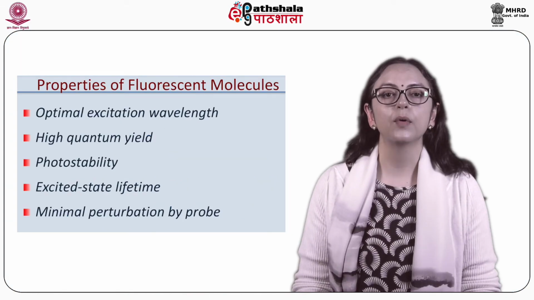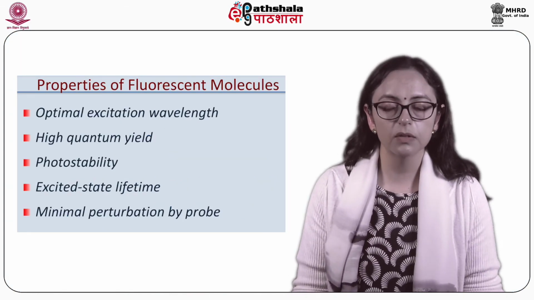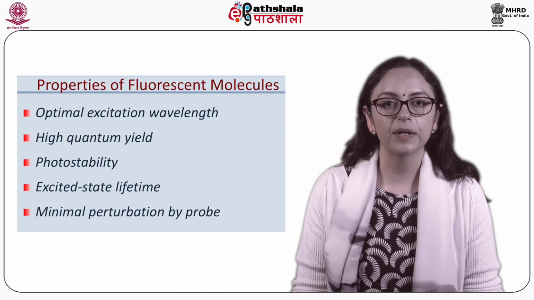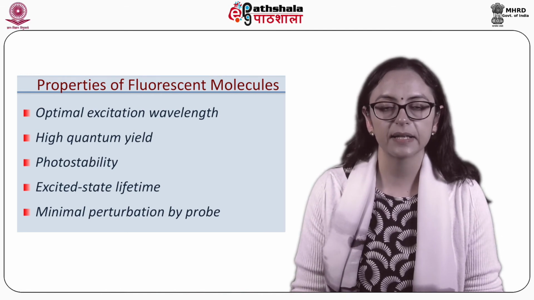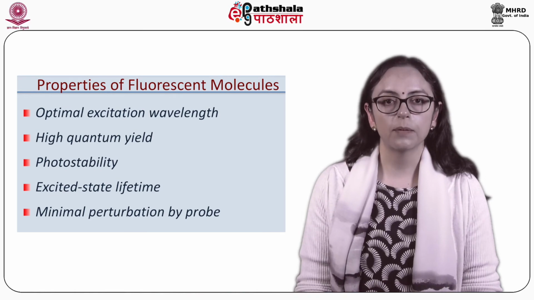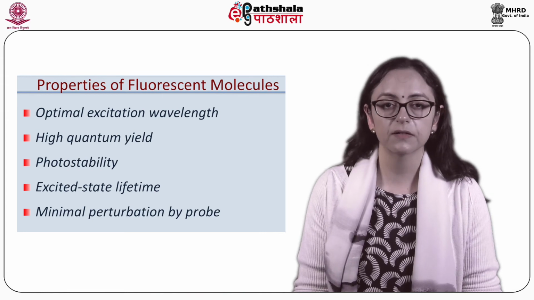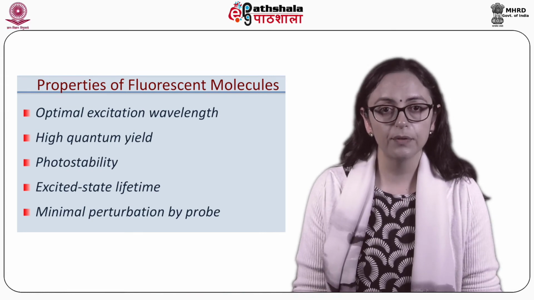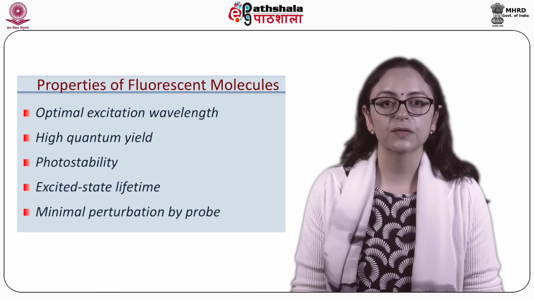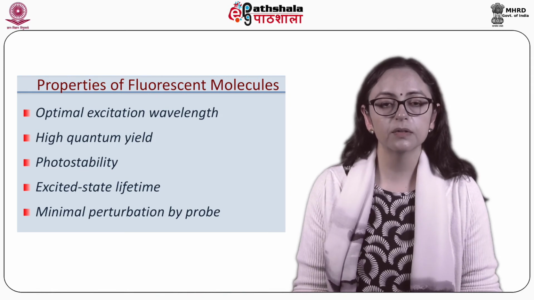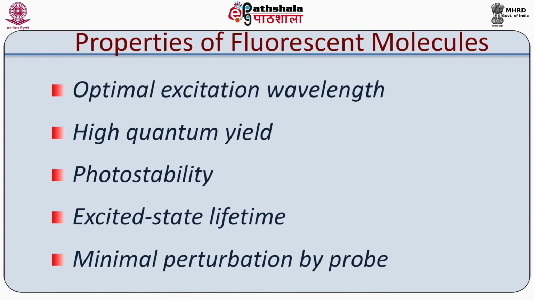So, these are some of the properties of fluorescent molecules which help in selection and in performing multiparametric, flow cytometry based assays, which include the optimal excitation wavelength. The molecules should have high quantum yield, which reflects the efficiency, should be photostable, and have a suitable excited state lifetime. So, in simple language, a molecule which is small, bright and stable will have minimal perturbation in biological systems and is preferred.